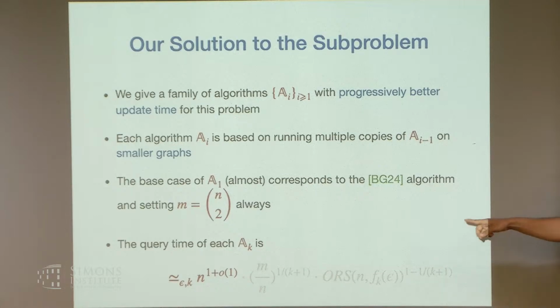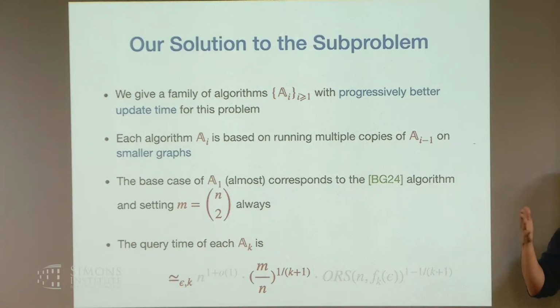It has this n term. Remember that the query time is n times larger than the update time. So let's ignore that. We will get rid of that by dividing by n. Then it has a term like this. It's the number of edges divided by n to the power 1 over k, roughly.